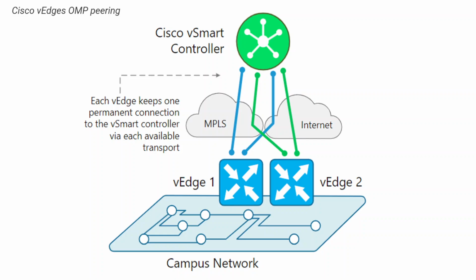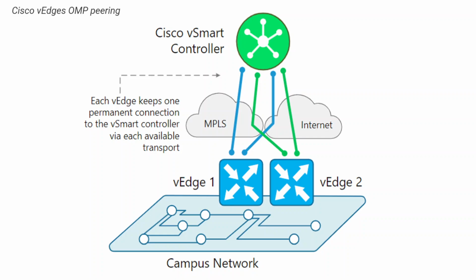These connections, usually DTLS, are then used by the vEdges to exchange control plane information with the controllers such as prefixes, crypto keys, and policy information. It is important to note that OMP peering is never made between the vEdge routers on site. This is due to the separation of control and data plane in the SD-WAN architecture. 3 types of routes are advertised with OMP.